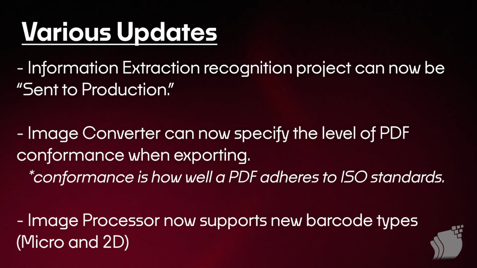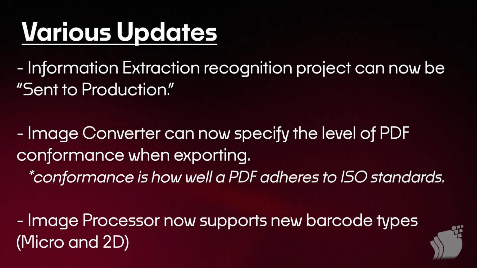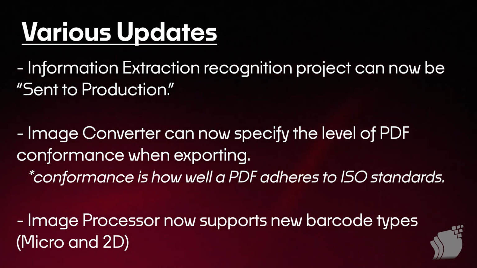Within Image Converter, now you can specify the level of PDF conformance when exporting. For those of you not familiar, conformance is just how well a PDF adheres to ISO standards for archiving or for what happens to your PDF down the line. So now you can specify that level. And the image processor module now has added a few additional barcodes that it can extract, more specifically micro and 2D barcodes.